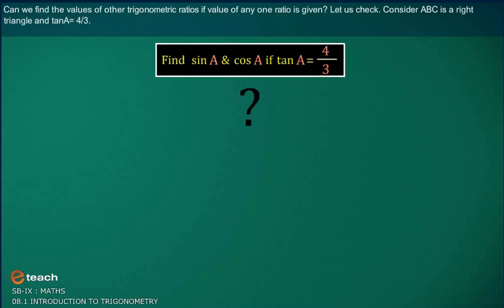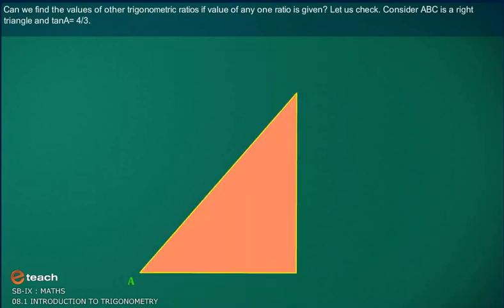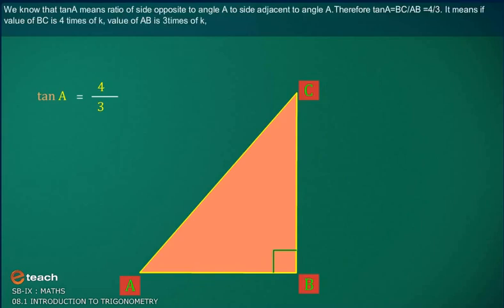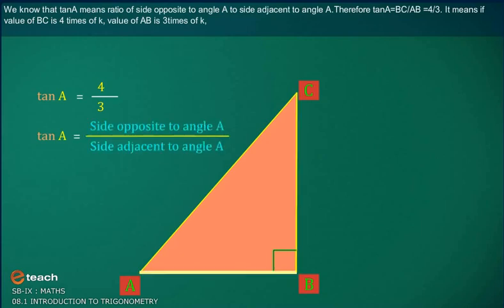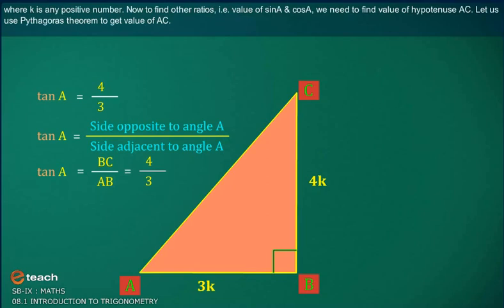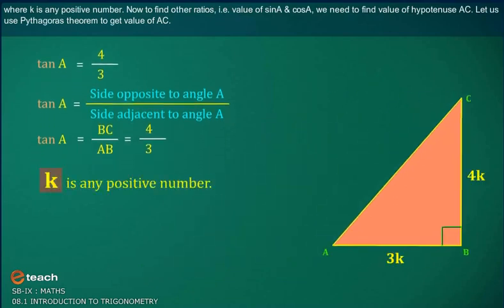Can we find the values of other trigonometric ratios if value of any one ratio is given? Let us check. Consider ABC is a right triangle and tan A is equal to 4 by 3. We know that tan A means ratio of side opposite to angle A to side adjacent to angle A. Therefore, tan A is equal to BC upon AB is equal to 4 by 3. It means if value of BC is 4 times K, value of AB is 3 times K, where K is any positive number.